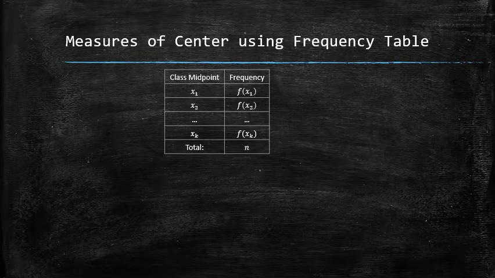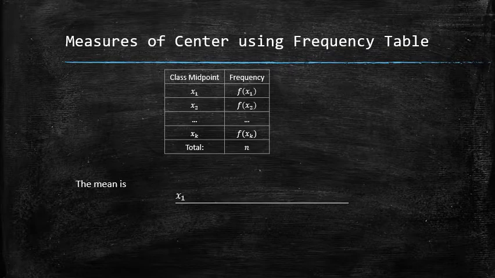How to find the mean of the data set that is given by the frequency distribution table? The mean can be found by using the following formula, in which we multiply each observation by its frequency, then add them together and divide by the total.